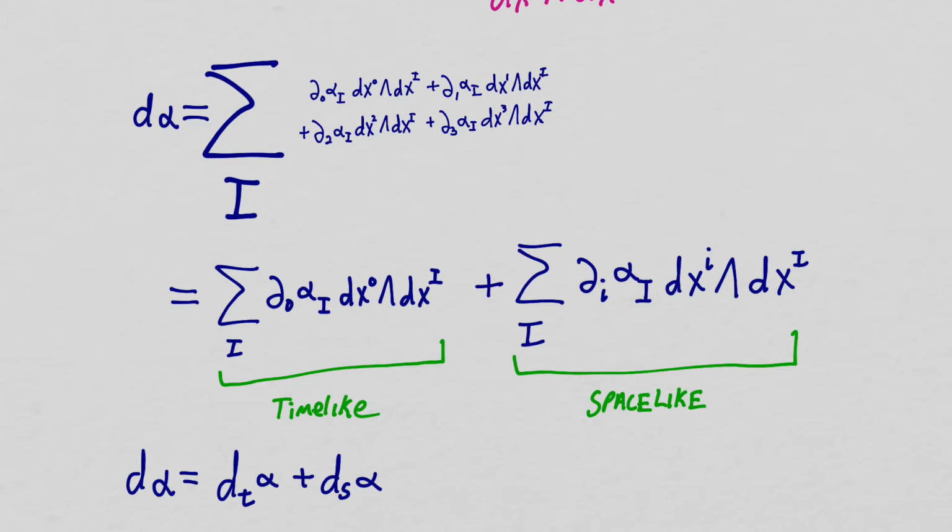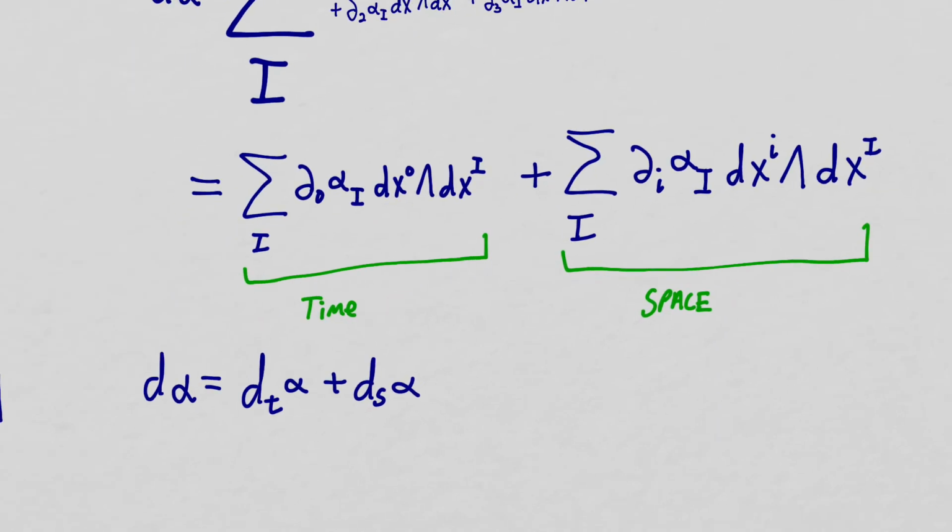I don't know if I like the word, that's sort of my language. Adding the "like" to it is probably wrong because that implies there's some kind of causality issues here, but there aren't. I'm just literally breaking the sum into the time chunk and the space chunk. And then I can say the exterior derivative of any form is simply the time chunk exterior derivative plus the space chunk exterior derivative. You have to have them both to get the full exterior derivative.